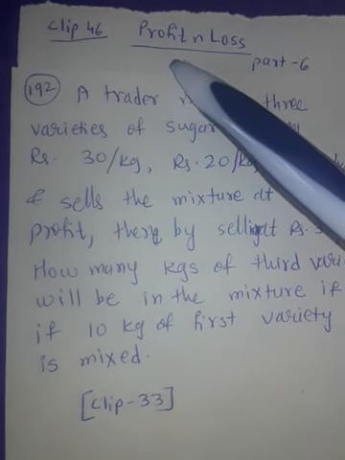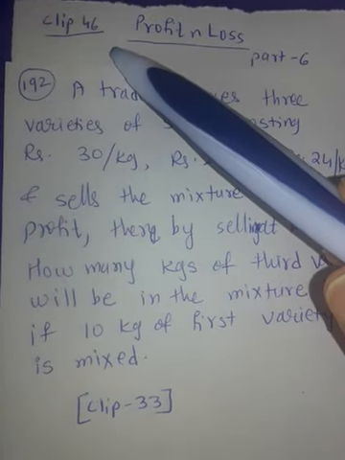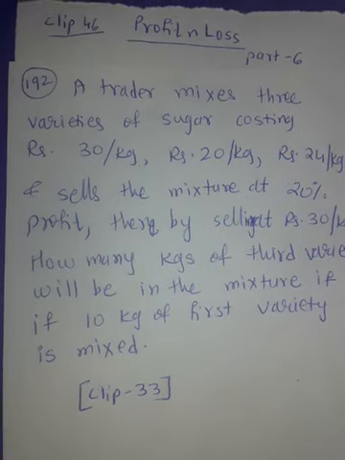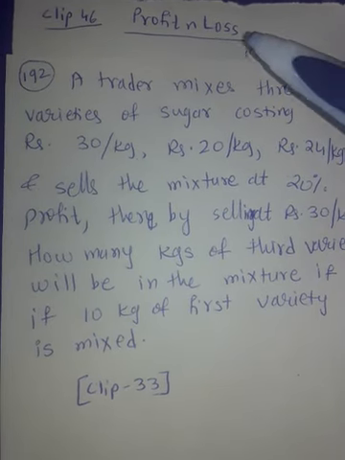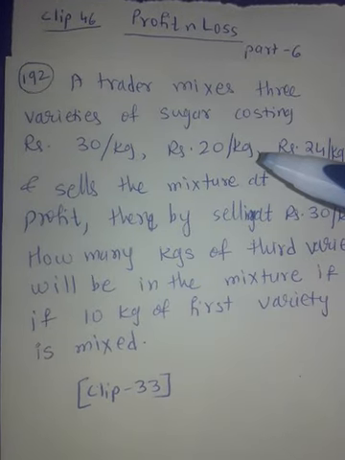Today we are going to learn Profit and Loss Part 6, that is clip 46. In this part we are going to learn how to use the alligation rule for 3 objects and solve profit and loss examples quickly within a very short time.